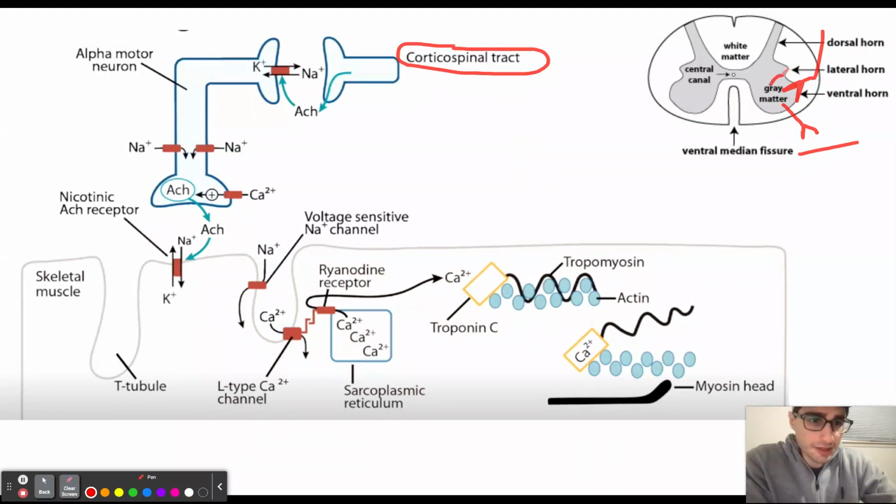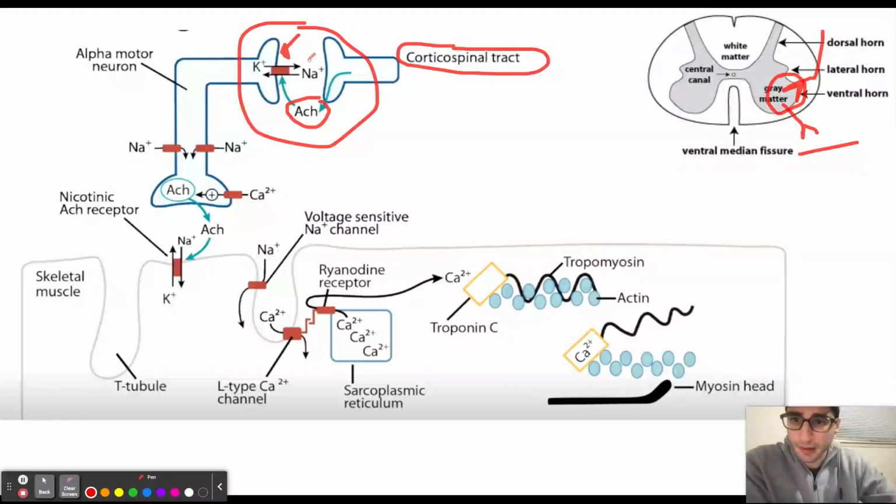So if we were to zoom in over here, where the corticospinal tract is interacting with the alpha motor neuron, we would see this picture. So the corticospinal tract is going to cause acetylcholine release, which is then going to stimulate the sodium potassium pump. Now we're going to have influx of sodium and efflux of potassium. And so this influx of sodium and efflux of potassium is going to cause depolarization.